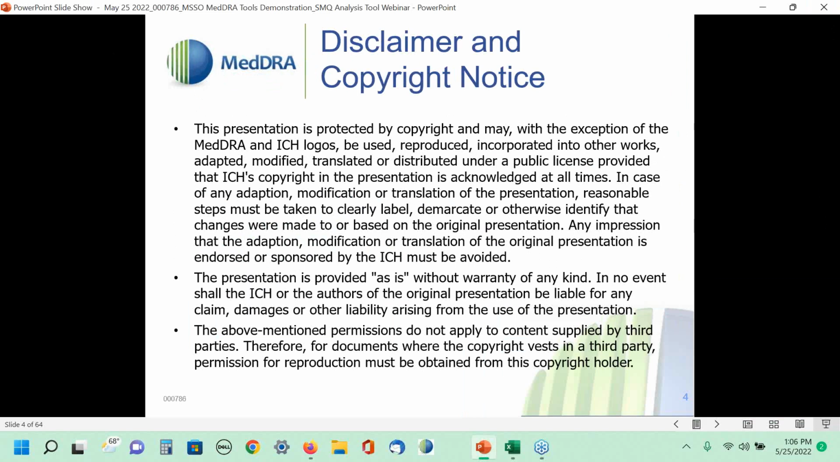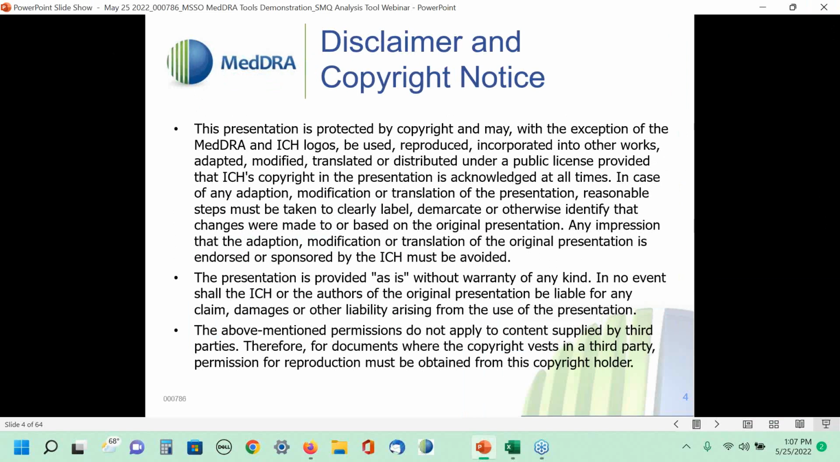The second bullet is legal language. I will read it verbatim. The presentation is provided as is without warranty of any kind. In no event shall the ICH or the authors of the original presentation be liable for any claim, damages, or other liability arising from the use of the presentation. And I don't believe we have any third-party slides today.